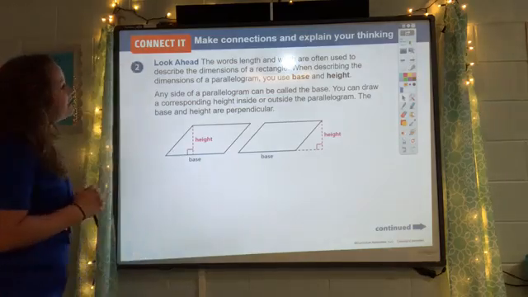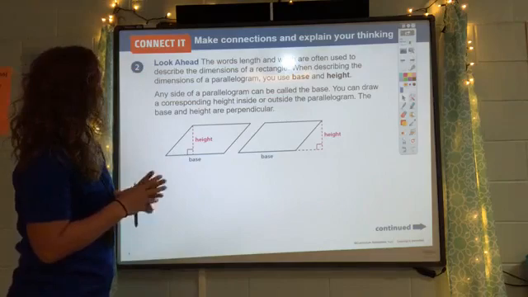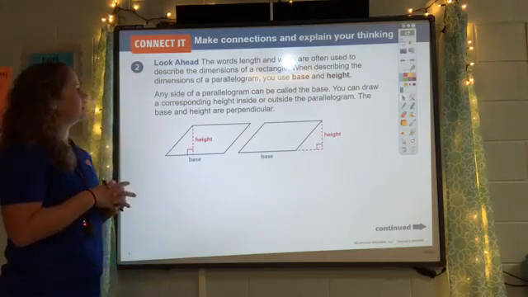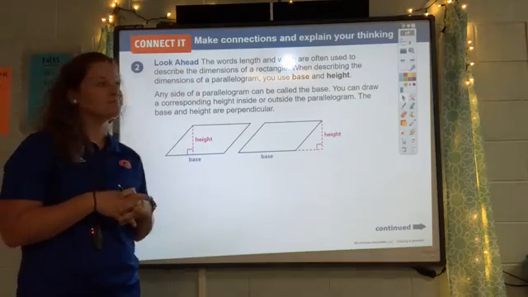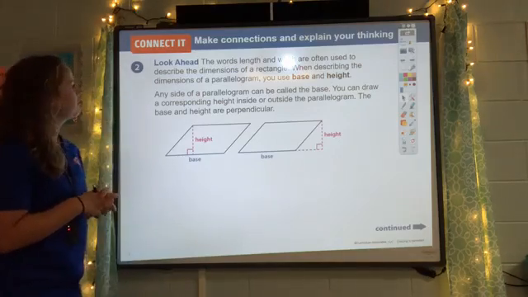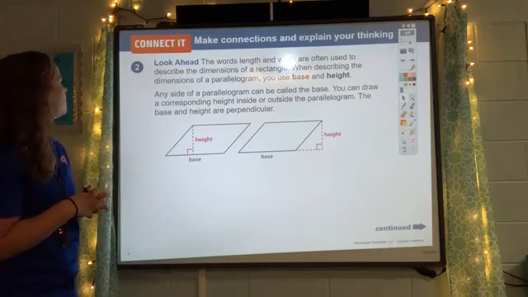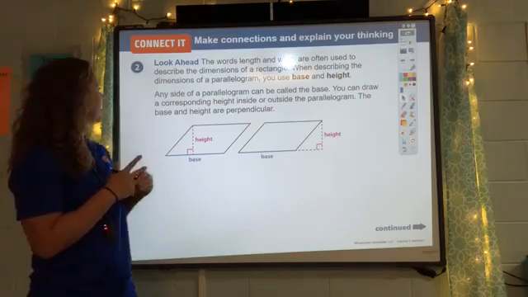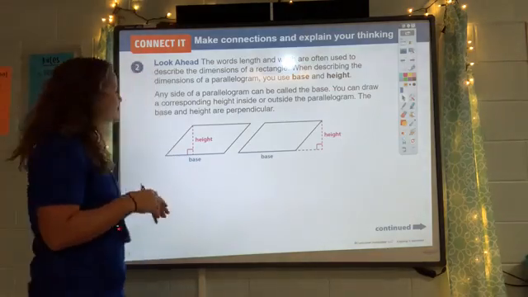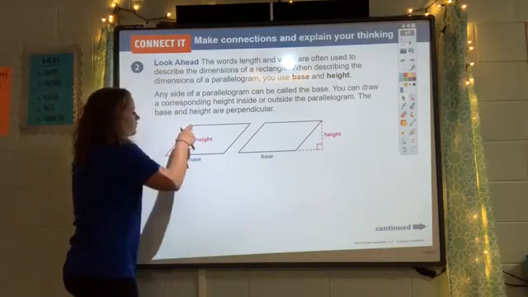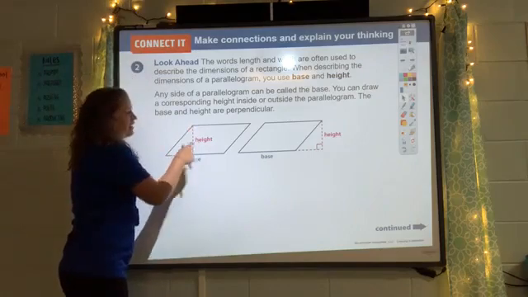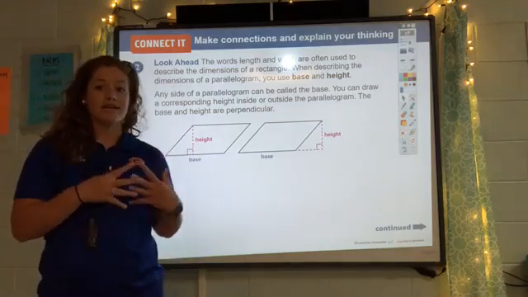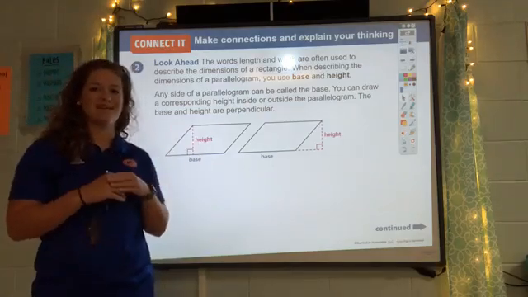The words length and width are often used to describe the dimensions of a rectangle. When describing the dimensions of a parallelogram, you use base times height. Any side of a parallelogram can be called a base. You can draw a corresponding height inside or outside of the parallelogram, and the base and height are perpendicular. Just like we said before, we go from the corner and all the way down, and that's going to give us our base. Okay, just because it looks different from a rectangle, we can still use base times height.